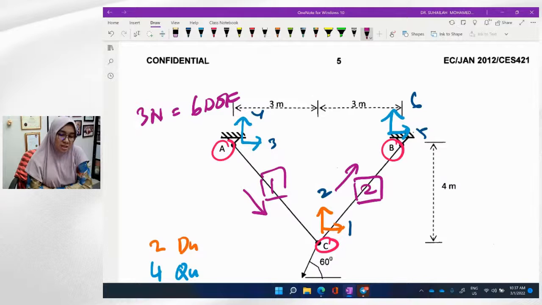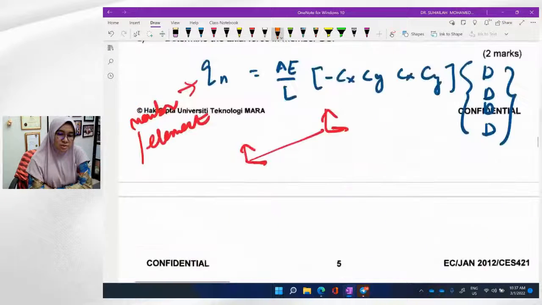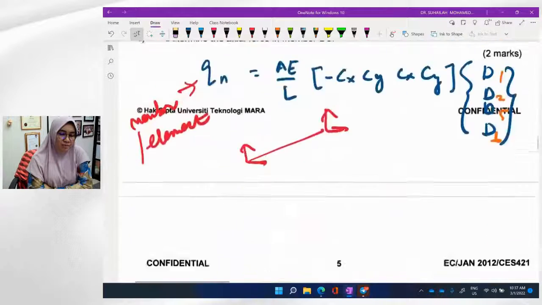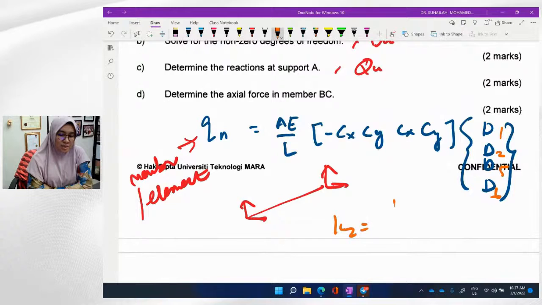For member BC here we have 1, 2, 5, 6 based on the arrow. K also will be the same. For K, it is K2. For BC, K2 will be 1, 2, 5, 6. So, label.